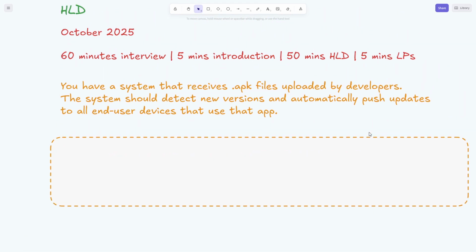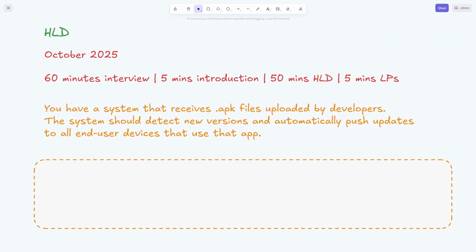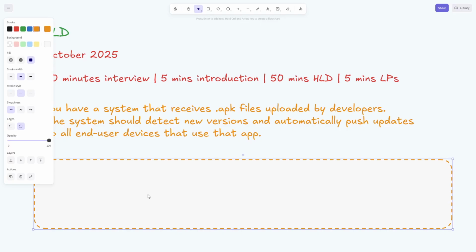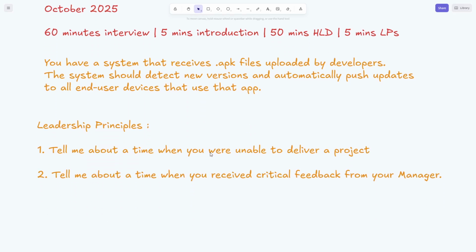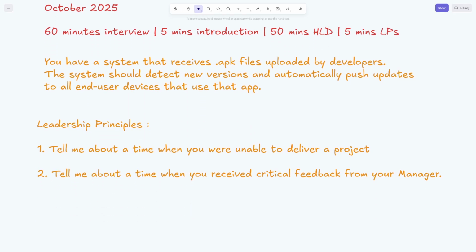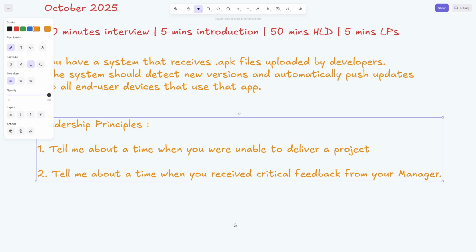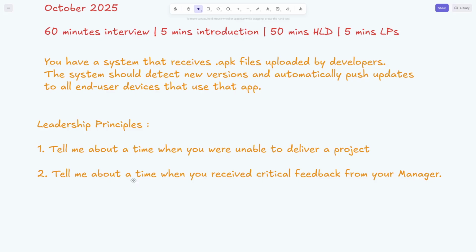After that, 5 minutes were left. So in the remaining 5 minutes, we worked on the leadership principles. The leadership principle questions were: tell me about a time when you were unable to deliver a project. I answered this question honestly. After that, there was another question: tell me about a time when you received critical feedback from your manager.